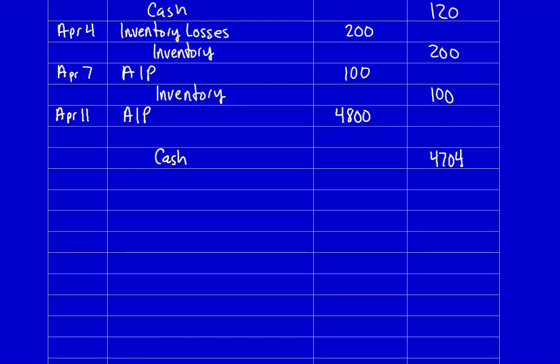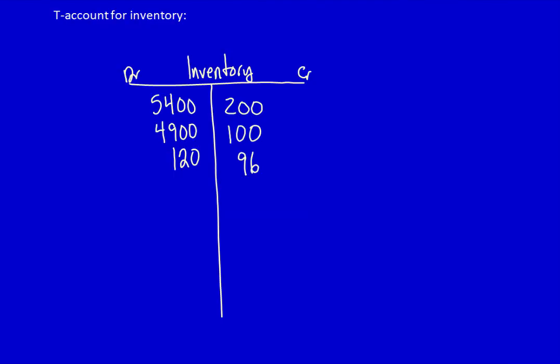Where does the discount go? Well, what did we get? We got cheaper inventory because we got to take a discount. Remember, inventory is equal to the acquisition cost, and it no longer cost us $4,800. It only cost us $4,704. So that lower cost has to be reflected in our inventory account. Credit inventory, $96. Update our inventory T account, $96 credit.